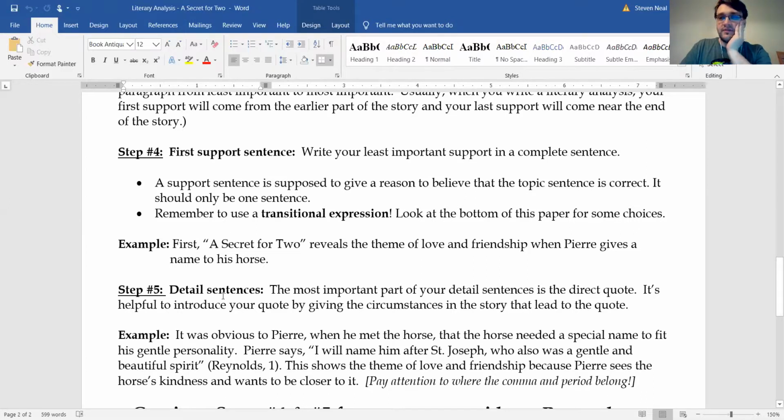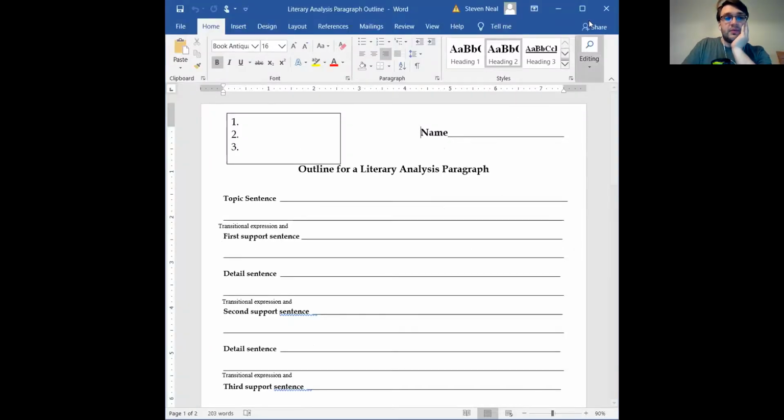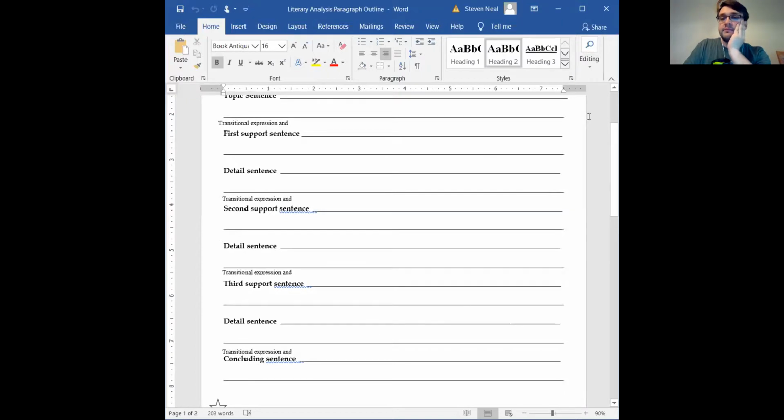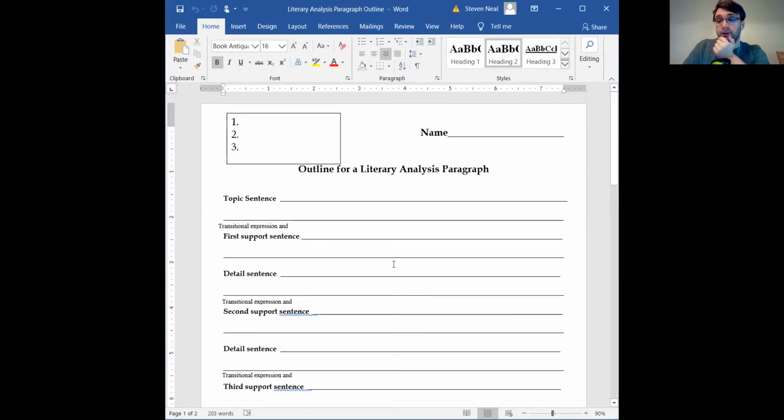Oh, these sound familiar, or they should sound familiar, as we've learned about these in the past. I want to draw your attention to this document. We have seen this many a time before, where we have a topic sentence, first support, detail sentence, second support, detail sentence, third support, detail sentence, concluding. I will have this document prepared for you so you can use it if you would like.